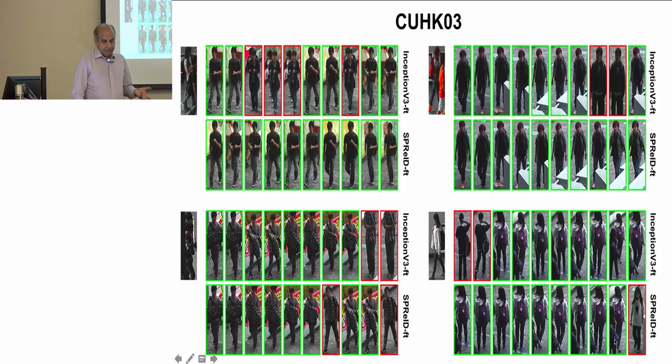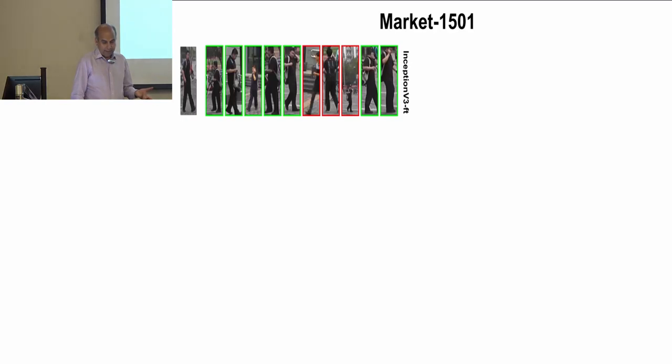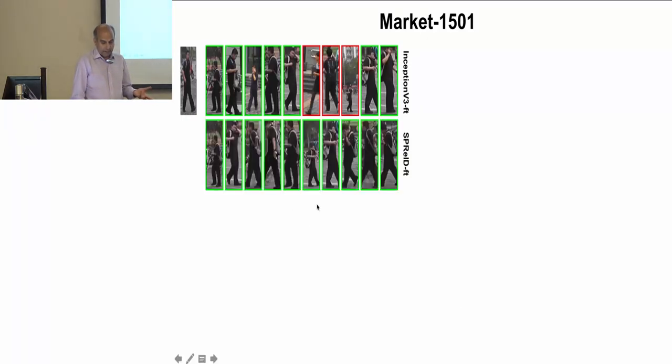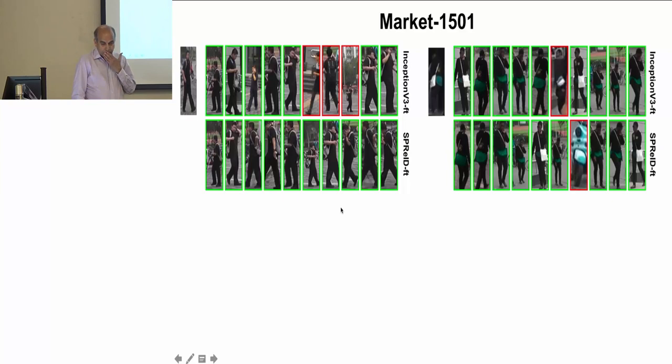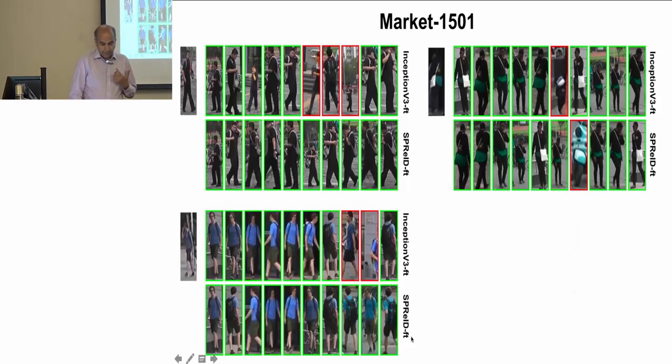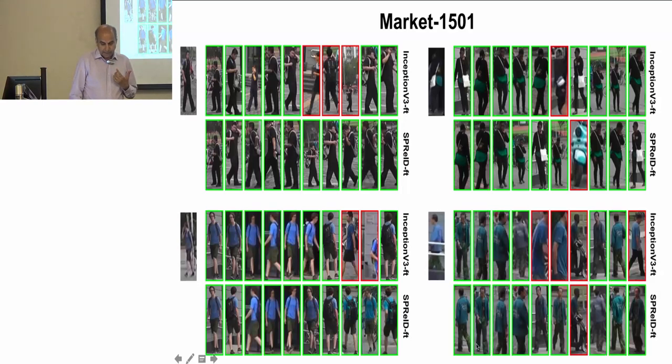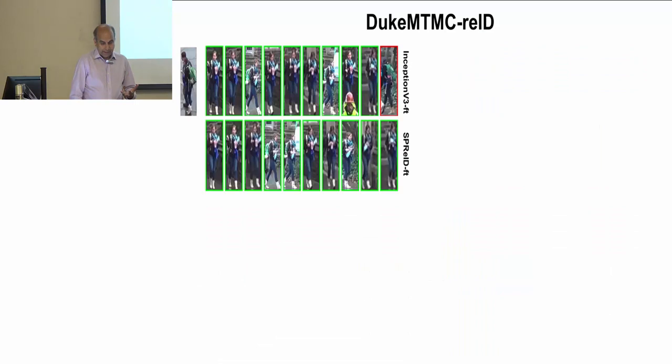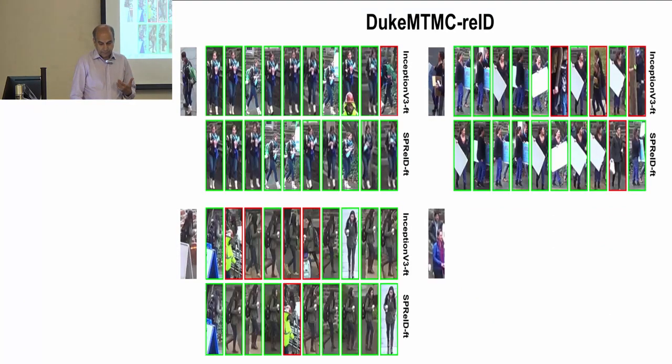So this is 1 data set. There's another data set called Market. Again, a similar phenomenon: we can improve. We can get all correct ones here. We have 1 less, and the ranking of the incorrect one is lower, which is good. Like this here, we have all correct ones, and like that. We have a third data set, Duke, and like that. Here we can get all correct ones, and so on.